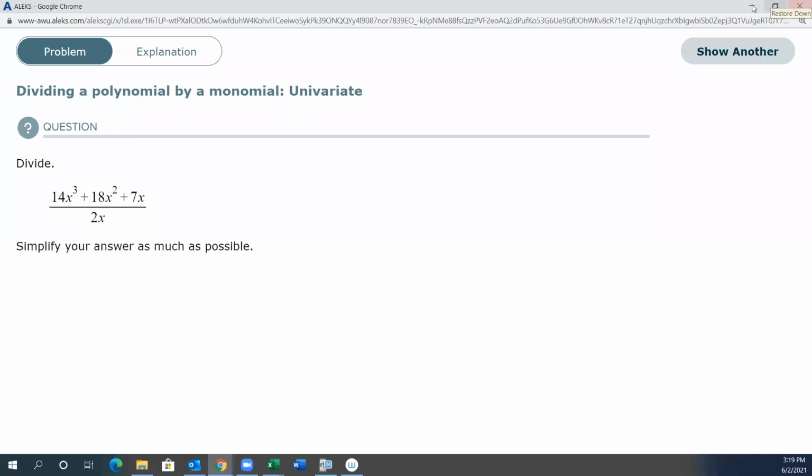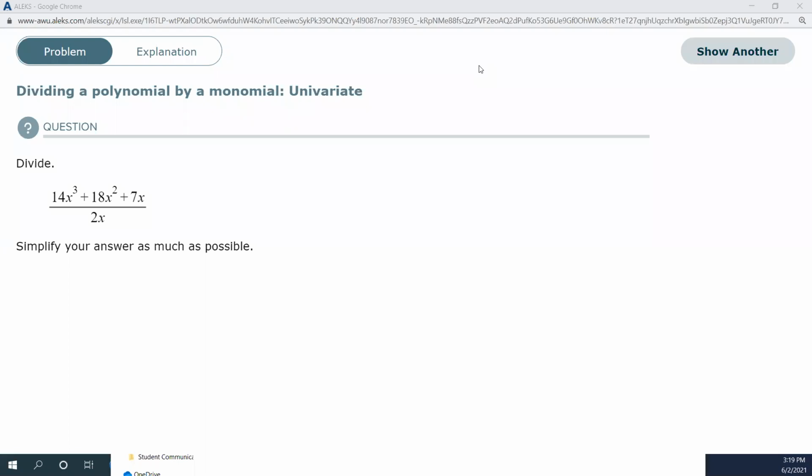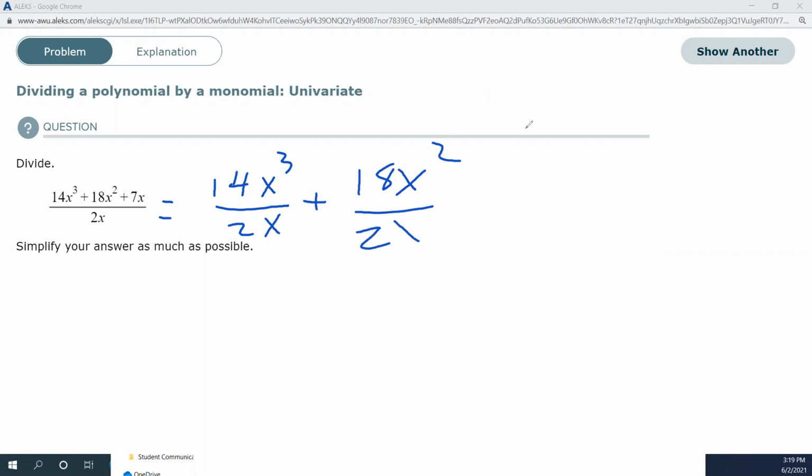All right, so on this, we're building up toward long division of polynomials, but we don't really need it yet because we're dividing by a single term. And so, we can get away with just saying, well, all of this is being divided by 2x. So I could say, well, that's 14x cubed over 2x plus 18x squared over 2x plus 7x over 2x. And then start canceling stuff.